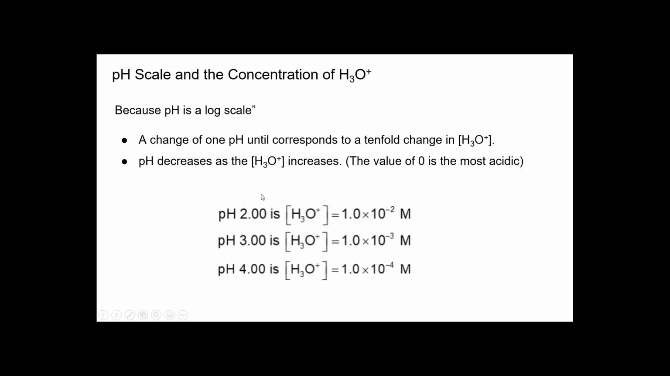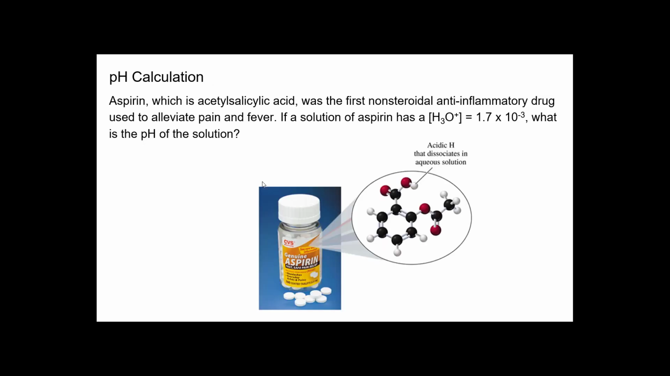So as these go this way, we're actually increasing towards more neutral. If we go this way, we're actually increasing towards more strongly acidic conditions. The highest value for an acid is 0. All right, so now let's plug this in so you can understand how to do these in a problem.